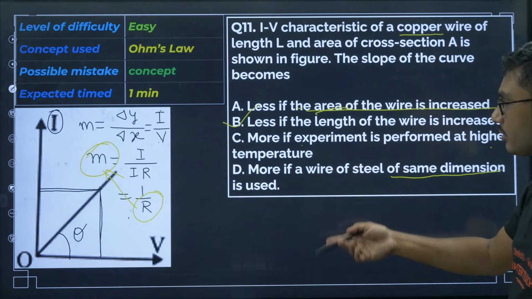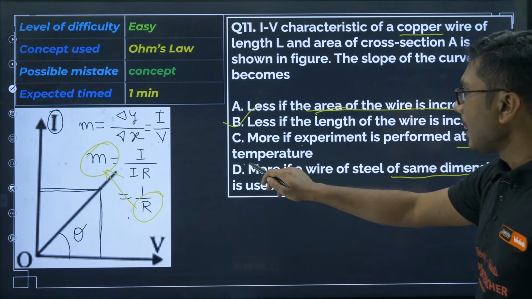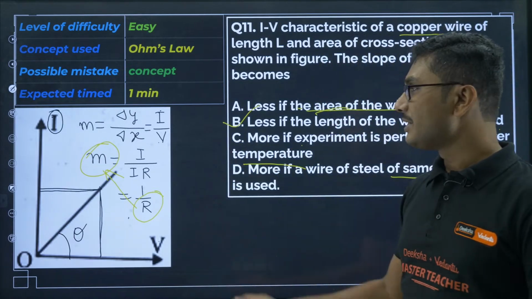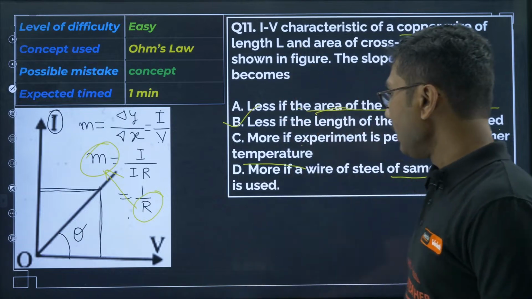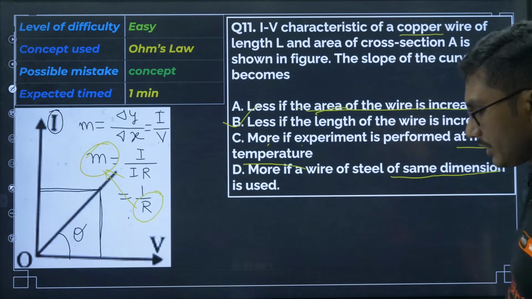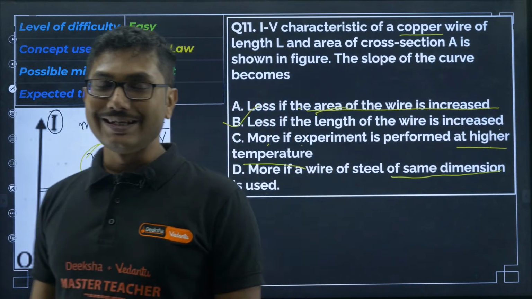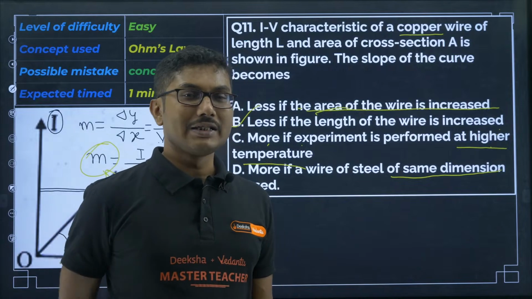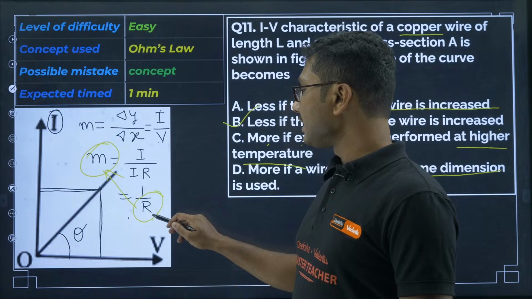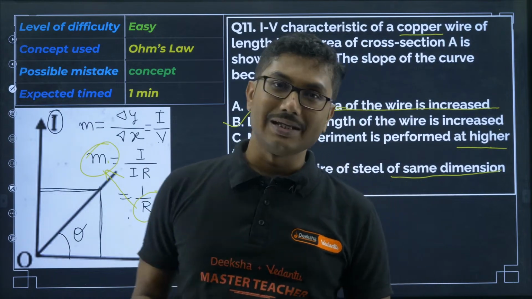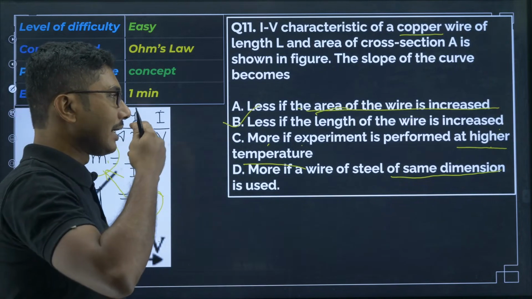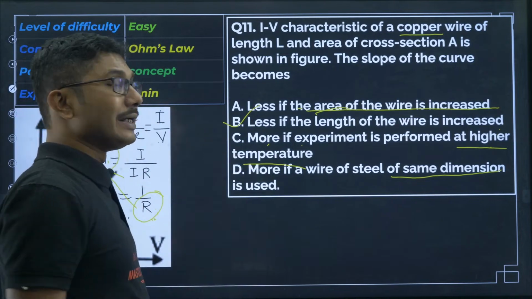If you see the other 2 options also, if you increase the temperature, resistance increases, which means slope decreases. But here they have given more. Similarly, option D, more if the wire of steel is used. If a wire of steel is used, steel has a higher resistivity compared to copper. So in that case, resistance will increase, and resistance increases means slope decreases. As simple as that. Just use some intuitional ability to solve this question.